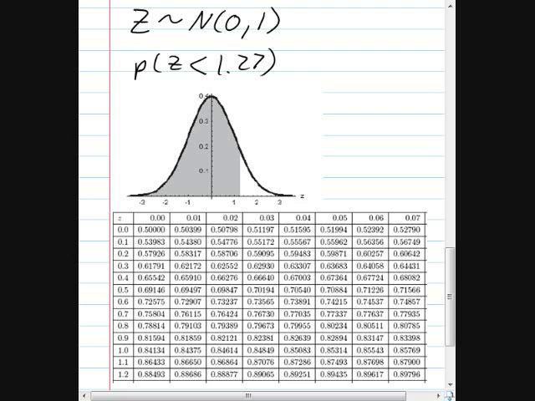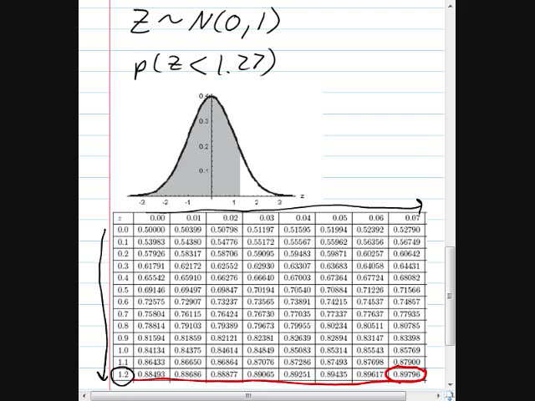Here's a small portion of the table provided in your appendix. That way we can see how to use the table to find this area. So notice that the first two digits, the whole number and the tenths place of the number, are listed in these rows. And the columns give you the hundredths. So if I'm looking for the area up to 1.27, I go down to 1.2 and all the way over to 0.07 for 1.27.